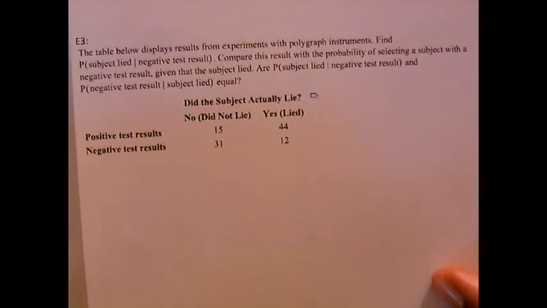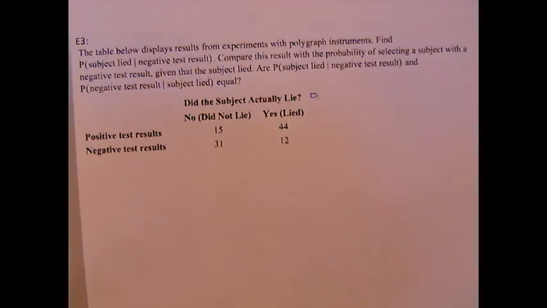And one example of that would be this. The table below displays results from experiments with polygraph instruments. Find the probability that the subject lied given that the test result was negative. Compare this result with the probability of selecting a subject with a negative test result, given that the subject lied. Or are the probability that the subject lied, given a negative test result, and the probability of a negative test result, given that the subject lied, equal?